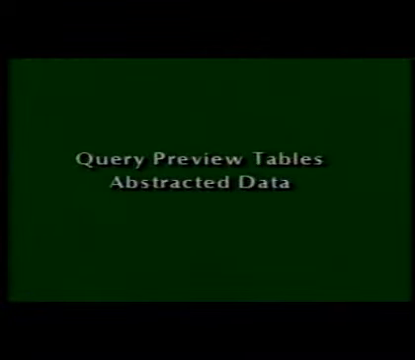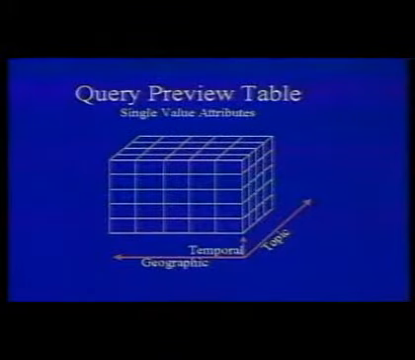Query previews are based on tables of abstracted metadata. For a query preview using 10 topics, 10 year ranges, and 10 geographic areas, the table has 1,000 counts. When each record has only one value for each attribute, as is the case in most relational databases, each record falls nicely into one cell of this cube.